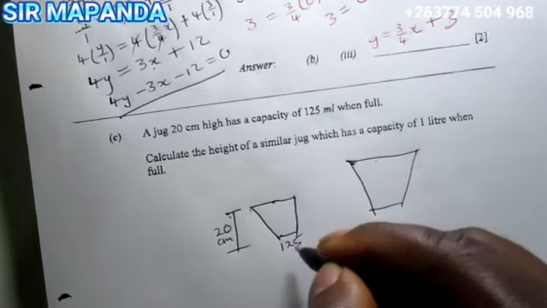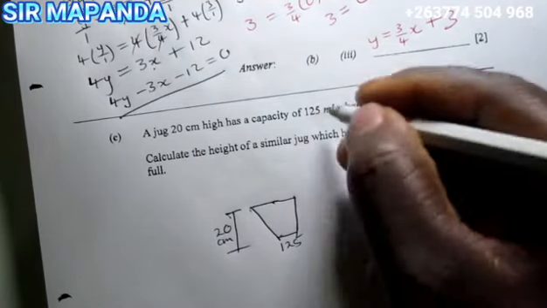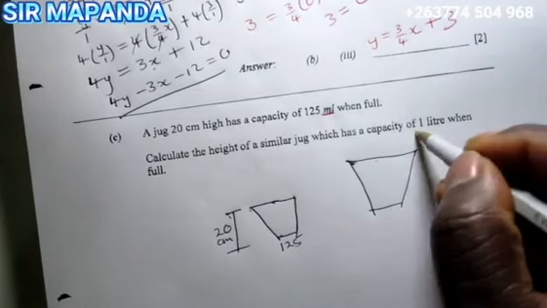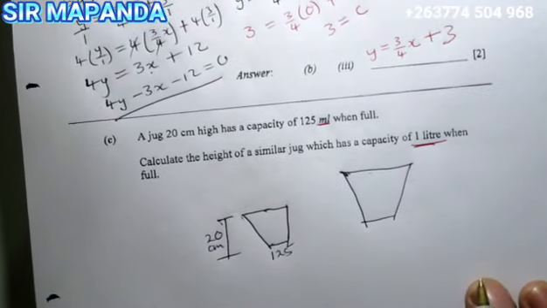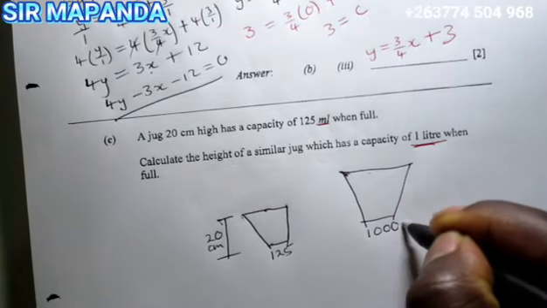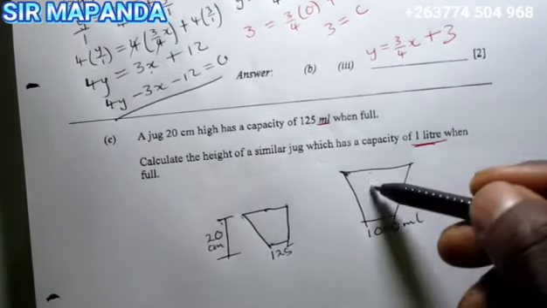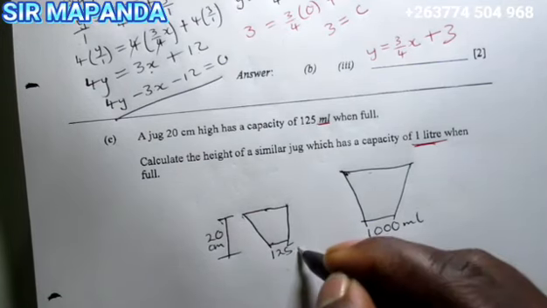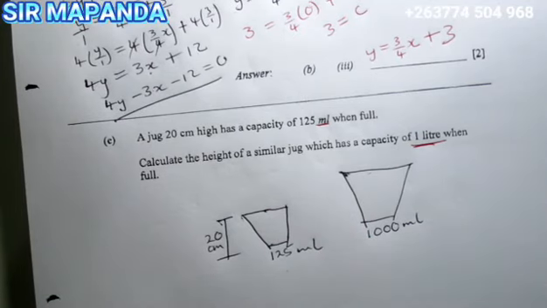125 mils. Take note of that. These are mils, right? So you have to express 1 liter in mils so that you deal with the same unit. So 1 liter is as good as 1000 mils. So for this bigger jug, instead of writing 1 liter, I write 1000 mils so that you have mils on the left side and mils on the right side.